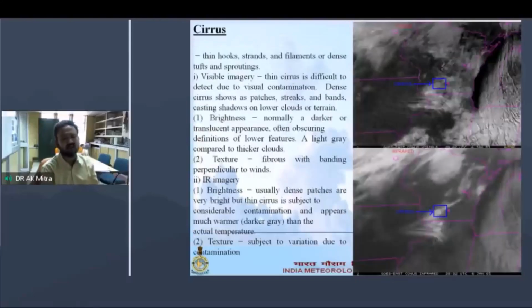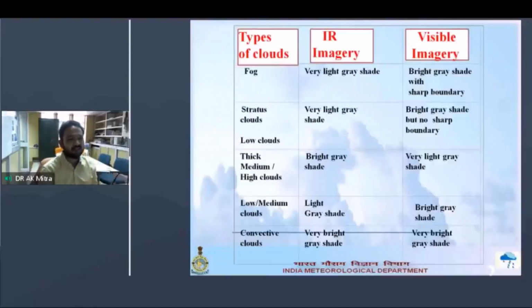And that is the cirrus cloud. That is also very important, because in visible imagery, cirrus cloud is difficult to detect due to visual contamination, and normally has a darker or translucent appearance. Cirrus is a very notorious cloud, you can say. Sometimes cirrus contains liquid water, but sometimes it does not. So this also needs to be understood from the visible and IR images. This is a table which classifies what color the cirrus cloud will look like.